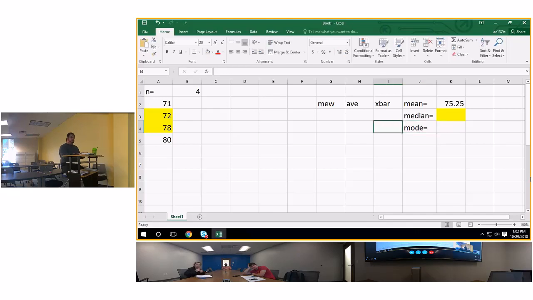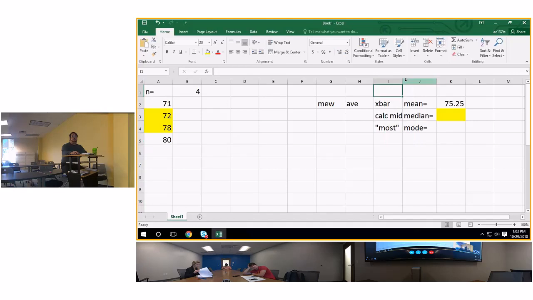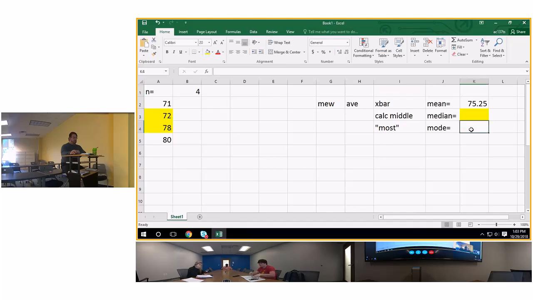Okay? Mode. What does mode mean? Mode means the number that shows up the most. We don't have one here, so we put 0. No, we do not. Let me try to work this out for y'all's notes also, so give me a second. There you go. Calculated middle. Mode, I'm going to put does not exist or non-applicable, meaning I don't have one.